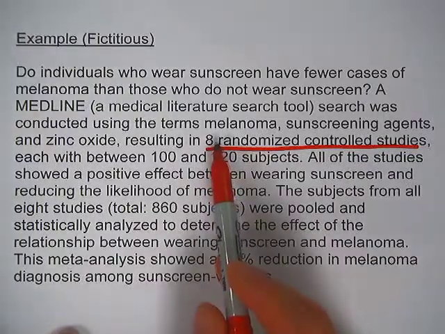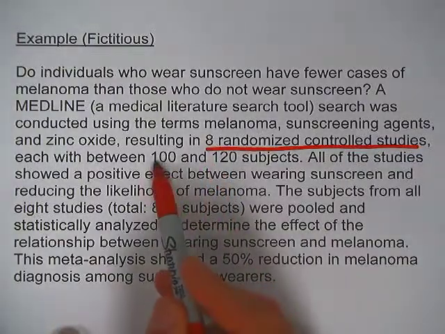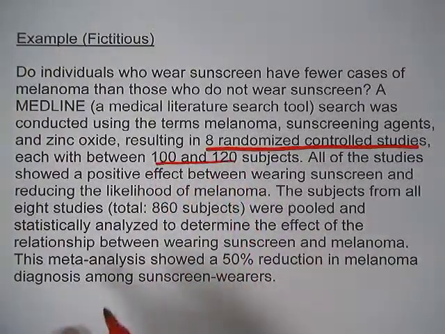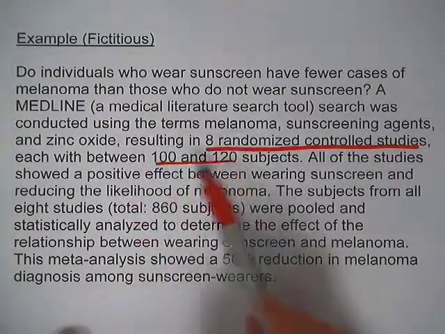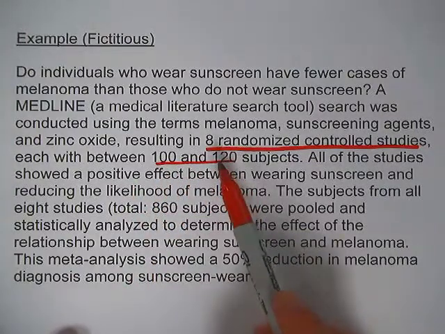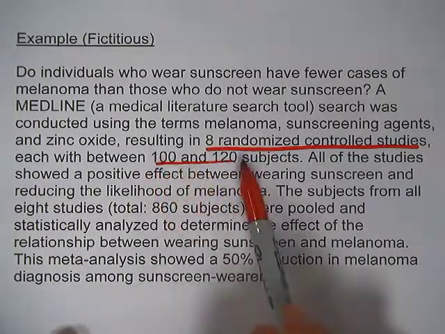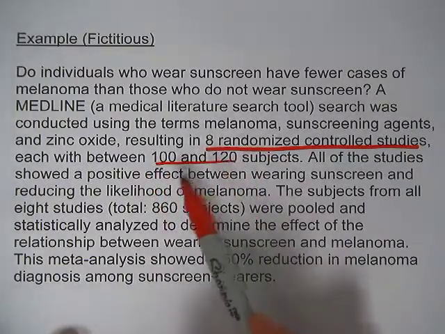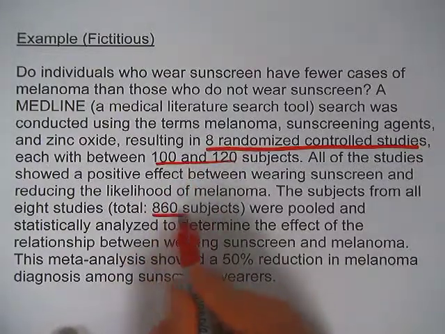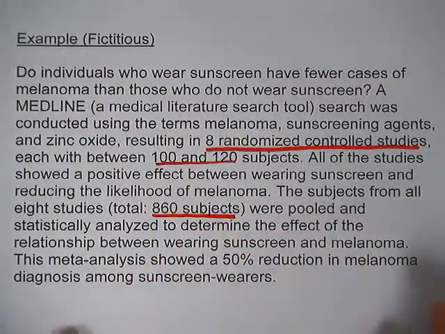So in this case, we had the 8 studies. Each of them had about 100 to 120 subjects. So each of those have a pretty sufficient sample size. But where meta-analysis becomes so powerful is that instead of just 100 to 120 subjects in one study, if we combine all 8 of them, they were able to get 860 subjects.